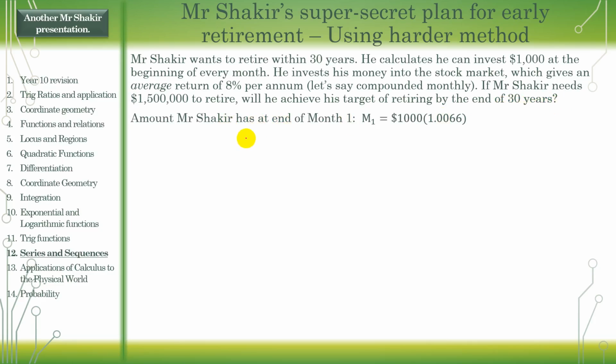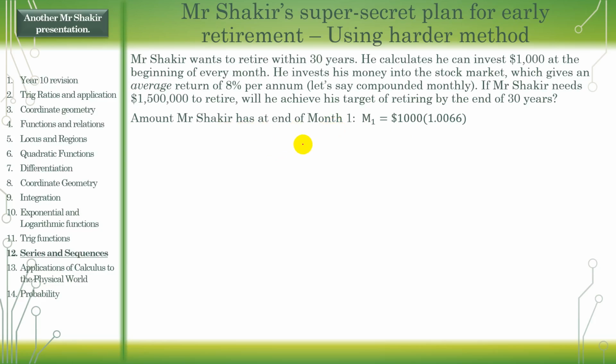Alright, so the amount Mr. Sharkey has at the end of the first month will be $1,000 multiplied by 1.0066. Now, if you're wondering where I got that number from, it's 8% per annum, but it's compounding monthly, so I have to convert that to per month. So 8% divided by 12, and then it's just plus 1. Right?